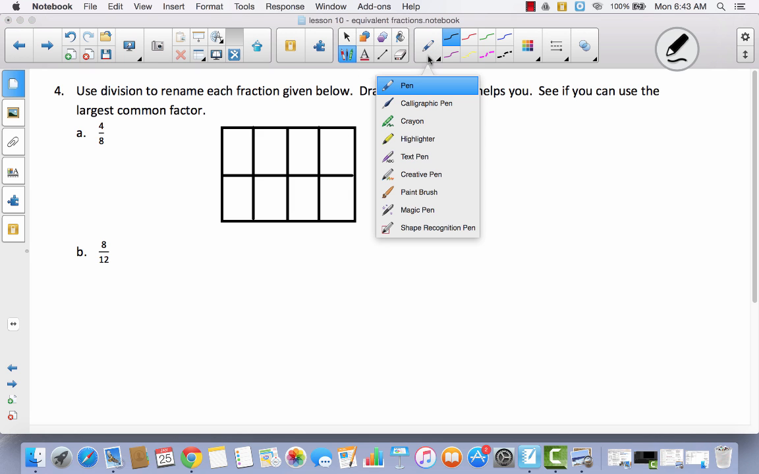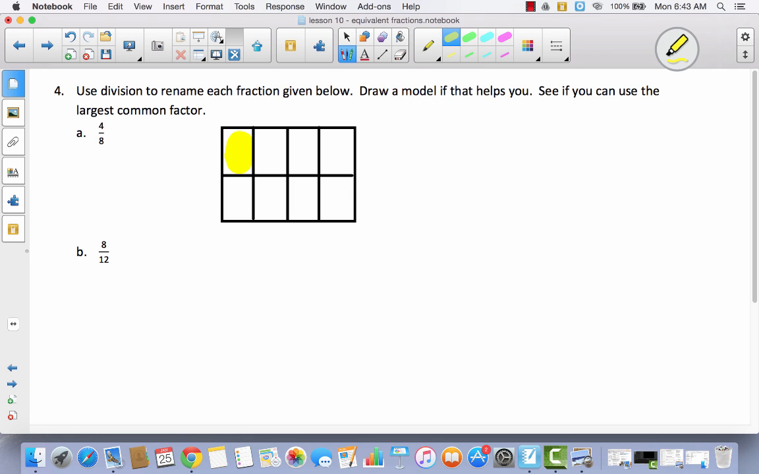So we're going to do 4 out of 8. 1, 2, 3, 4. Now, the first way that I could divide this is I could come through here and put these into groups of 2. 2, 2, 2, 2. And that would give me an equivalent fraction. But it says largest common factor. So I'm looking at this and I'm trying to decide, could I group these into something besides groups of 2 that would be a larger group? Well, I can't do groups of 3, but could I do groups of 4?